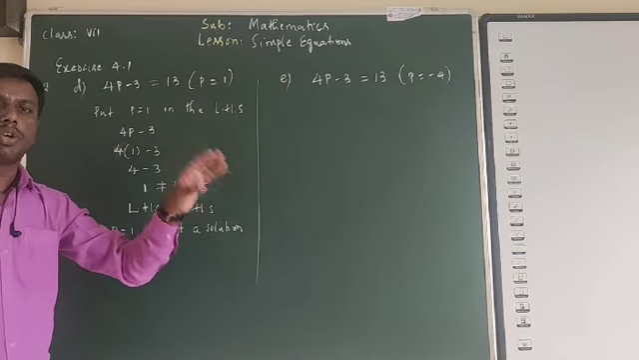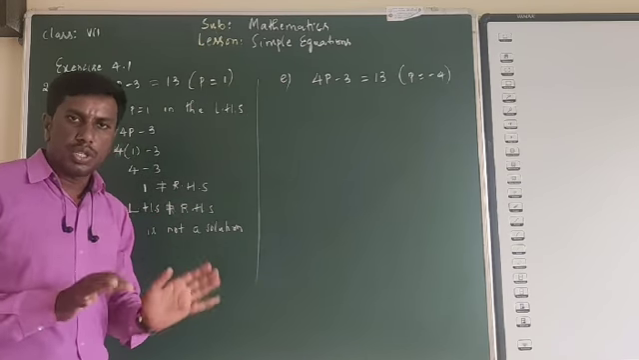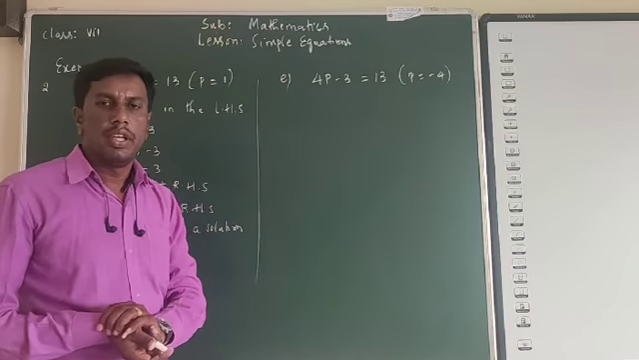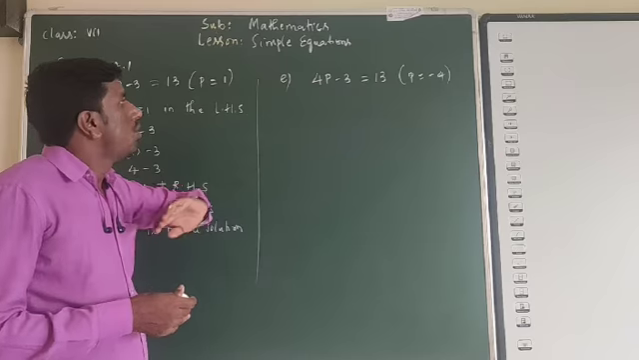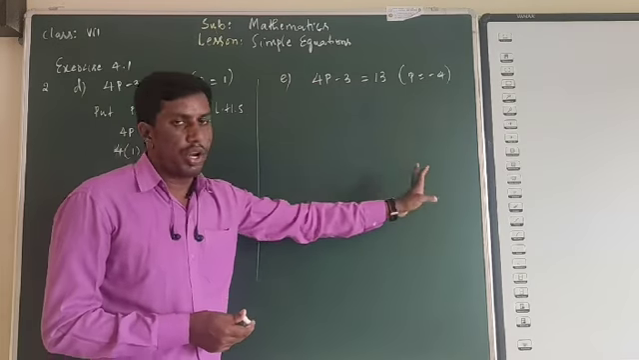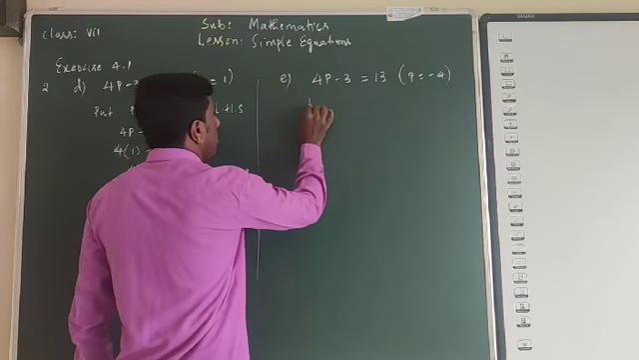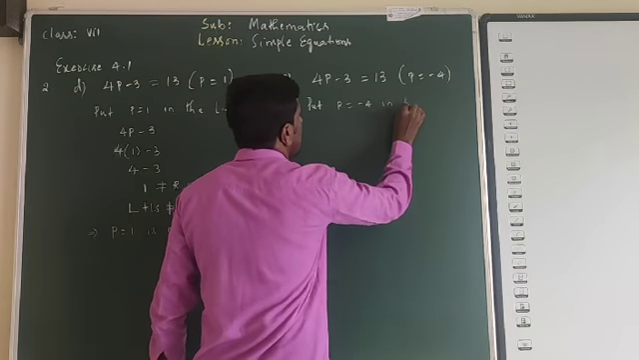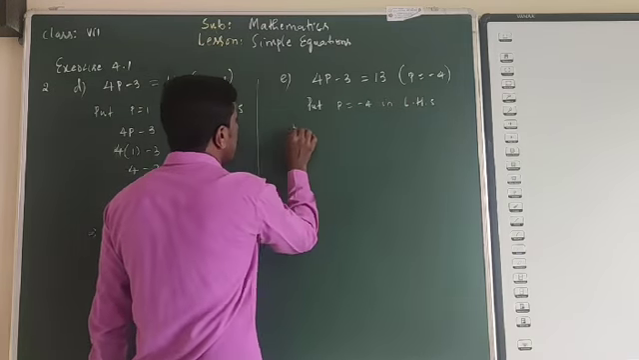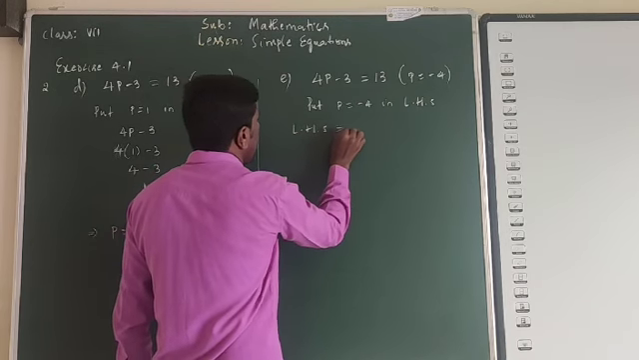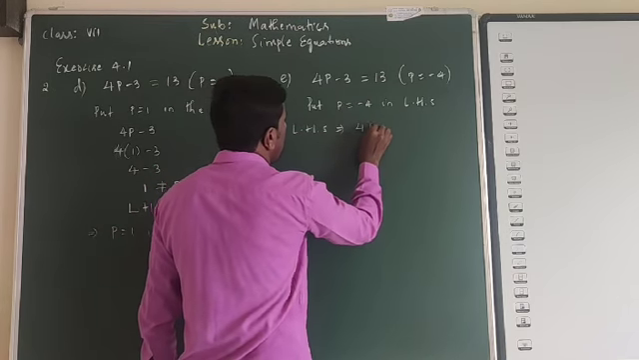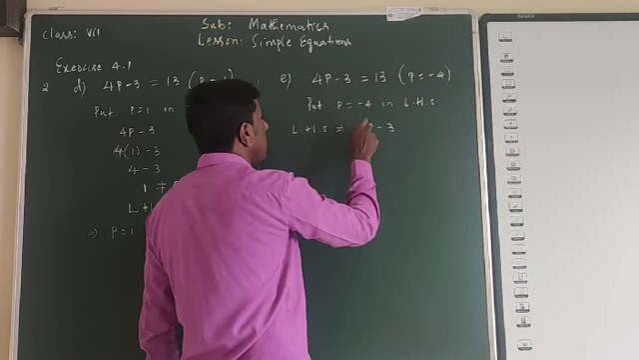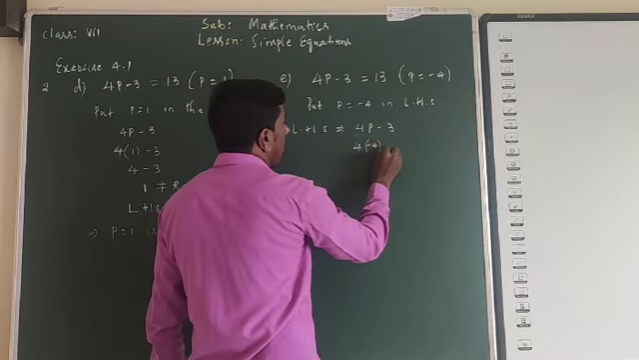Let me check whether p is equal to minus 4 is a solution or not. So how to check it? Substitute the p value in the LHS expression and check whether that value is equal to RHS or not. Put p is equal to minus 4 in LHS. LHS implies 4p minus 3. We'll substitute the p value: 4 into minus 4, minus 3.